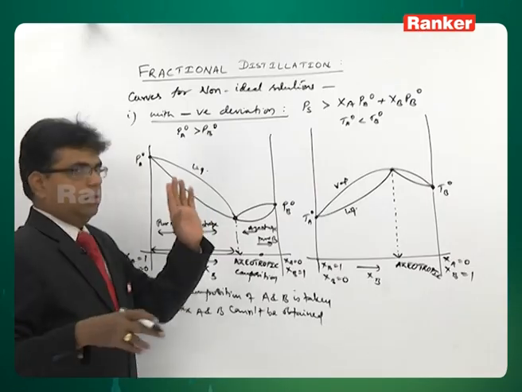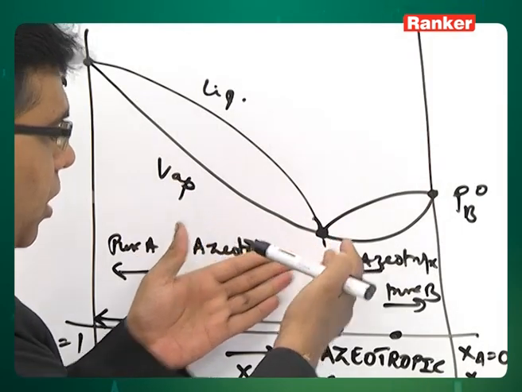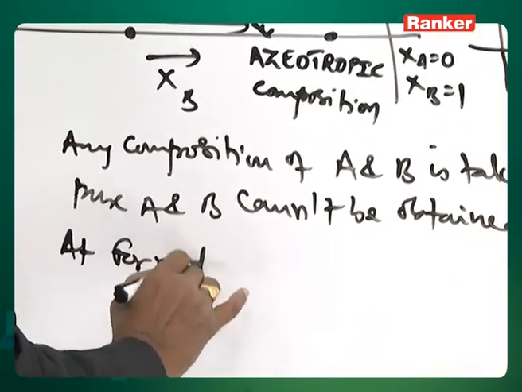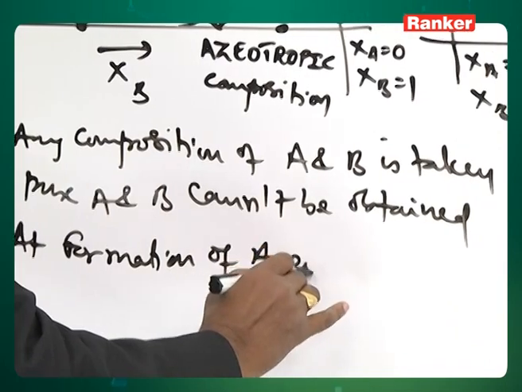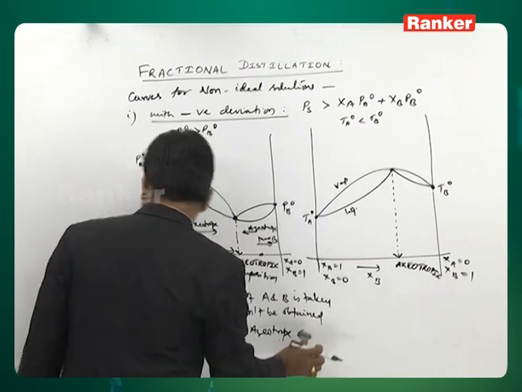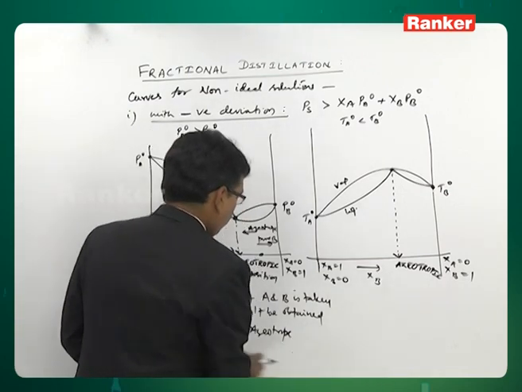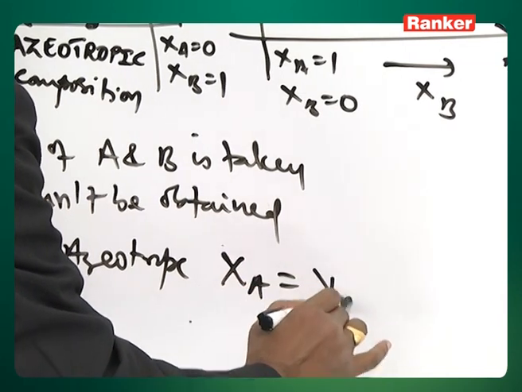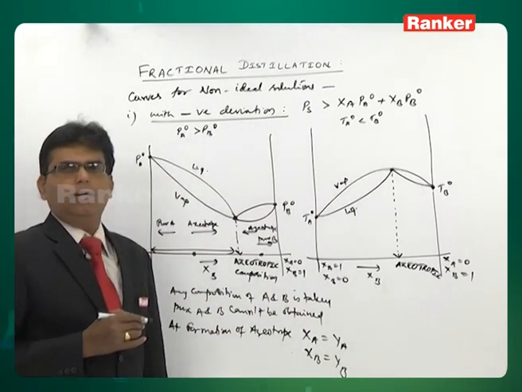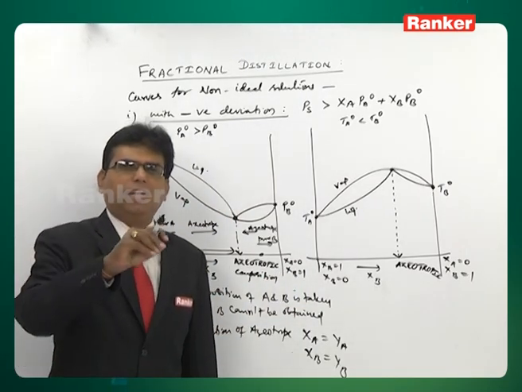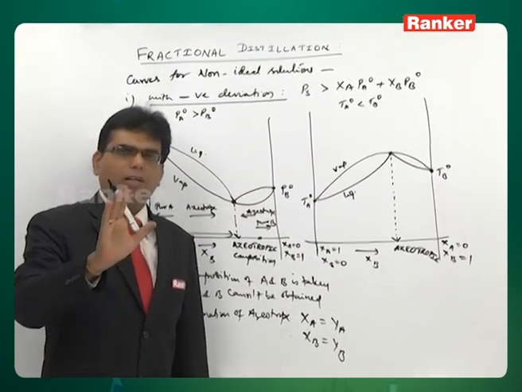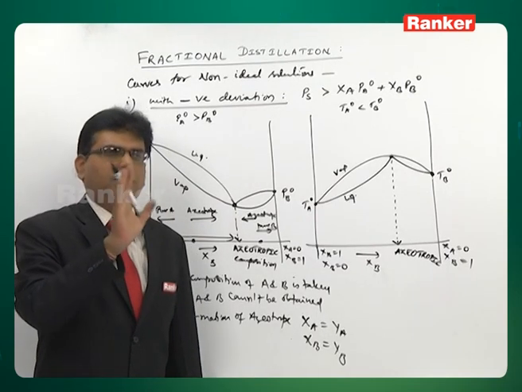And at this particular composition, at the formation of azeotrope, the composition XA is equal to YA and XB is equal to YB. The meaning is that the fraction of A and B in both the liquid phase and the vapor phase are equal. So, at that particular composition, it is not possible to separate the two liquids A and B.